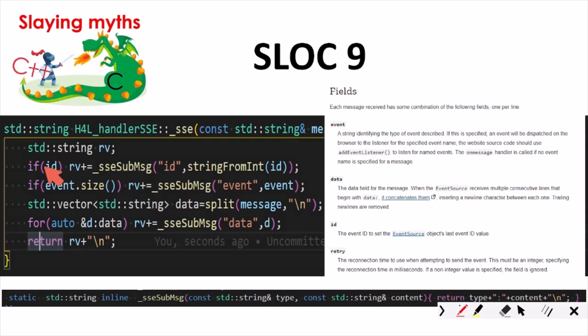If there is an ID, add on a sub-message consisting of the ID and its string representation of the integer value. I'll talk about that more in a second. If an event has been provided, add on a sub-message for the event. Here's the expressiveness of C++.